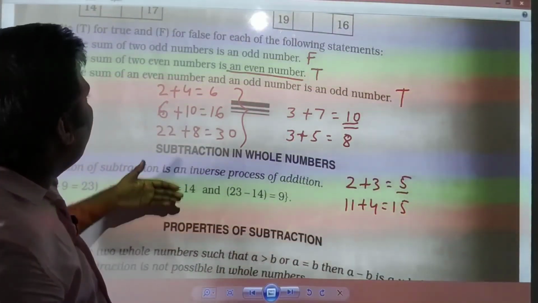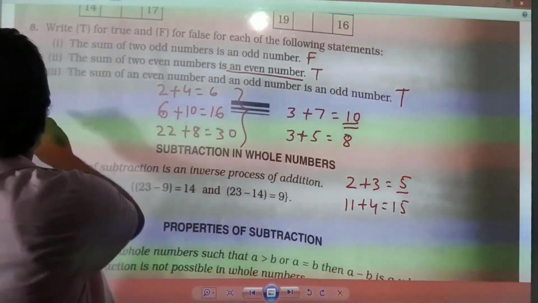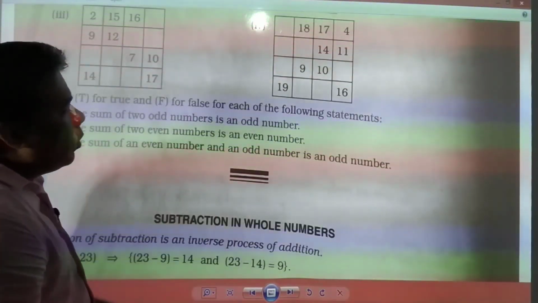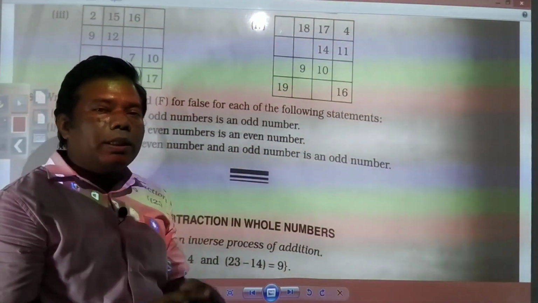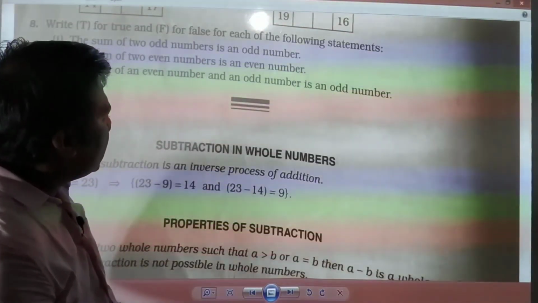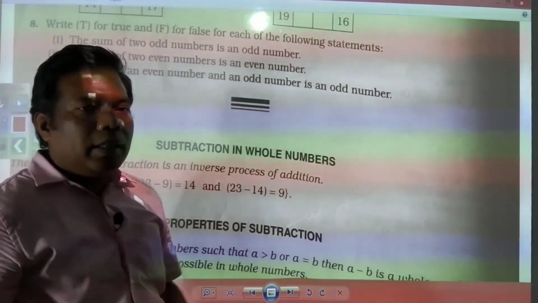So in this way we have completed this exercise, and all the questions that are left, which have not been done now, are required to be done and must be there in your notebook. Next day we will see subtraction in whole numbers, and till then, thank you.